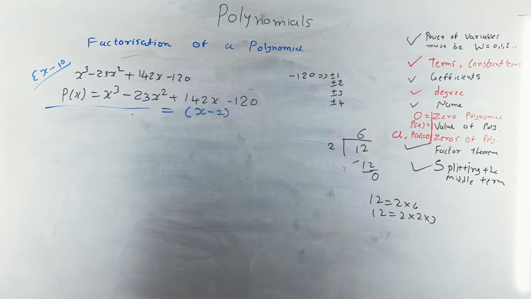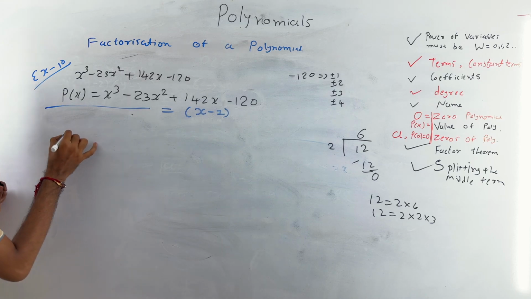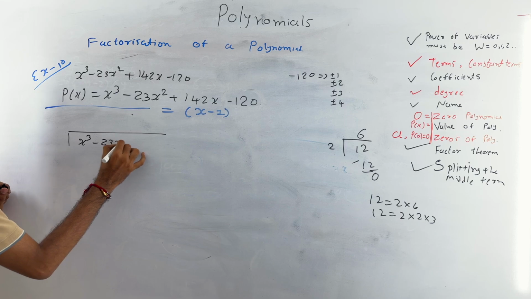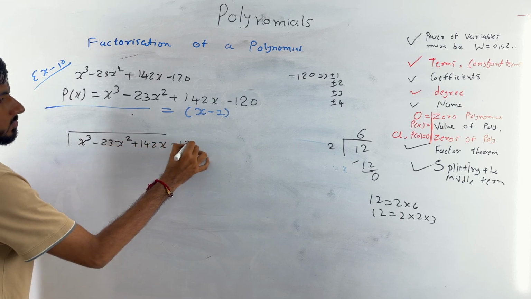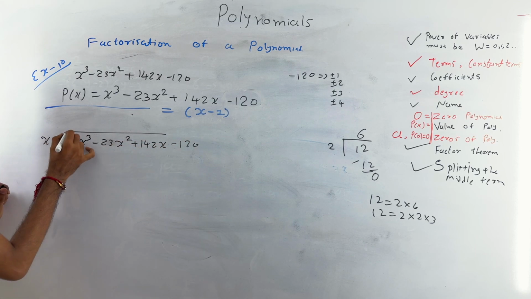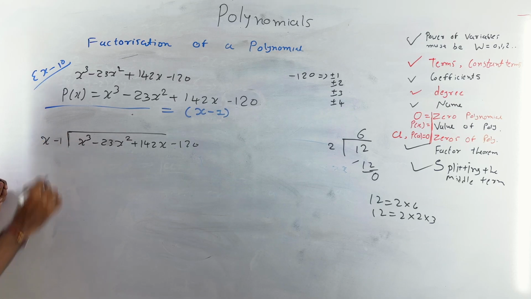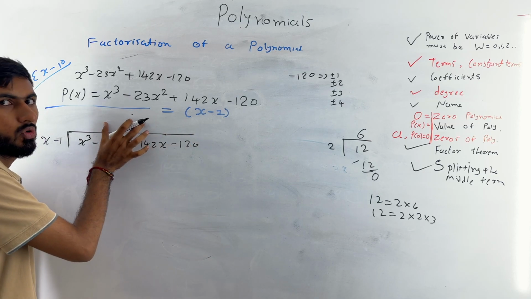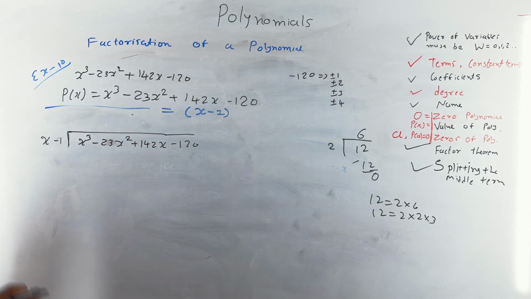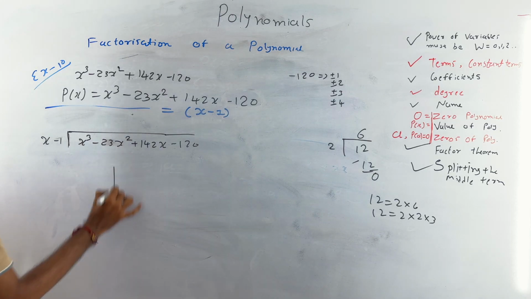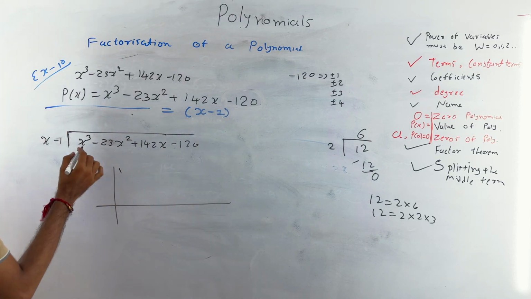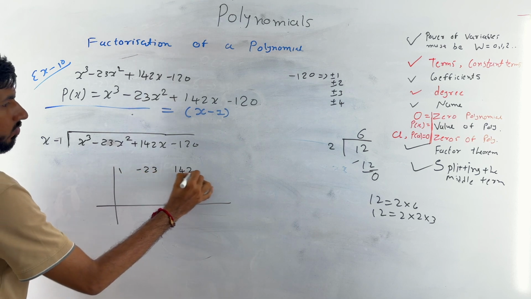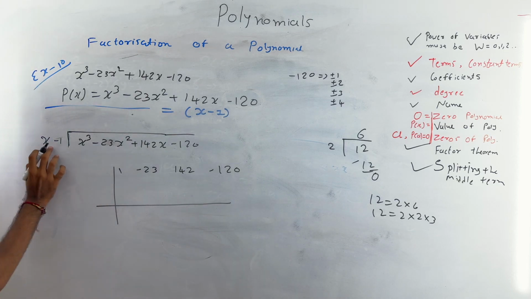Once you have your first factor, you have to divide your polynomial x cube minus 23x square plus 142x minus 120 by x minus 1, that factor. You can use the long division method and find a quotient, or you can apply the synthetic method. I will apply synthetic division. What is synthetic division? Just write all the coefficients of the cubic polynomial: 1, then minus 23, then 142, then minus 120. I have to divide it by x minus 1.